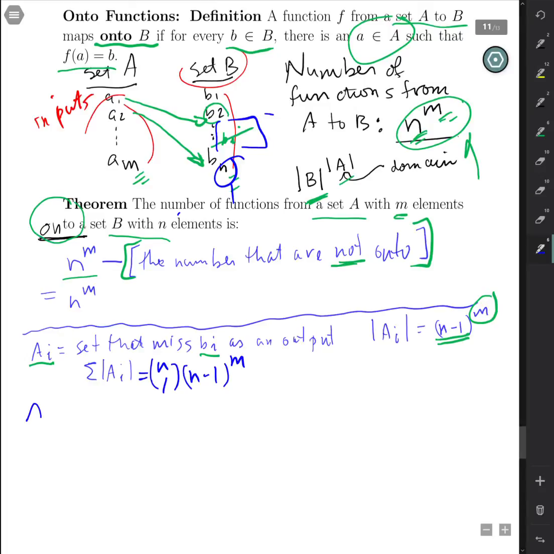And then for two of them, Ai intersect Aj, if we have two particular ones, then there are n minus 2 choices at each step that we are considering the output for an input from A. m of those steps, that is to say, each step there are n minus 2 possible values in B that we can use as an output because we've disallowed i and j.